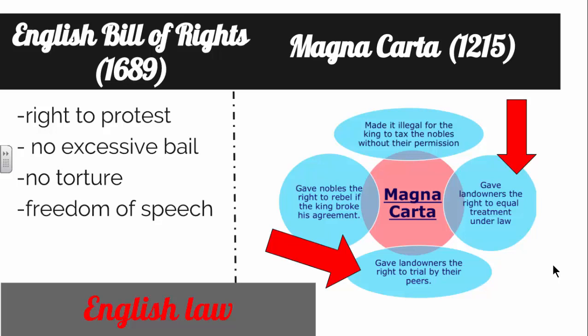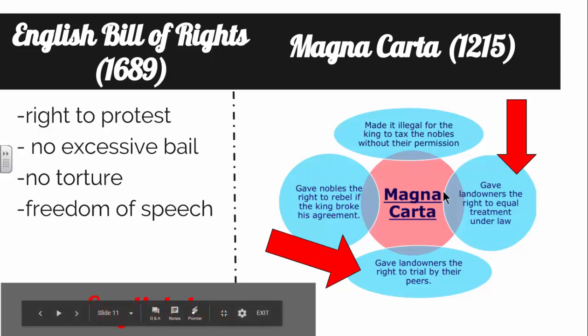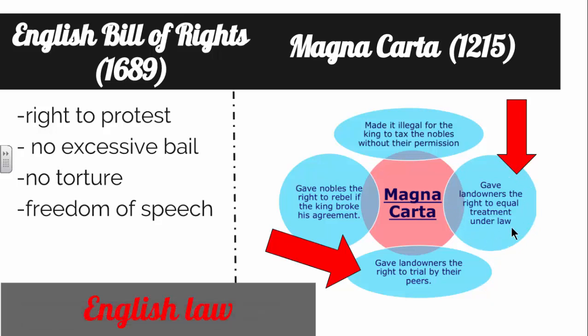The other English law from 1215, so dating much earlier, is the Magna Carta, very much influencing our Bill of Rights. I want to emphasize this one over here, gave landowners the right to equal treatment under law. The right to equal treatment under law is indicating due process. That says anybody who's accused of a crime has the right to a trial.